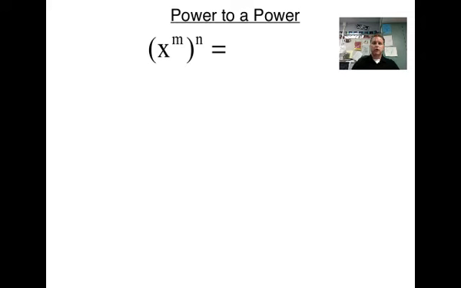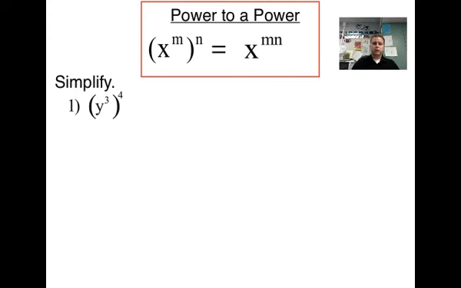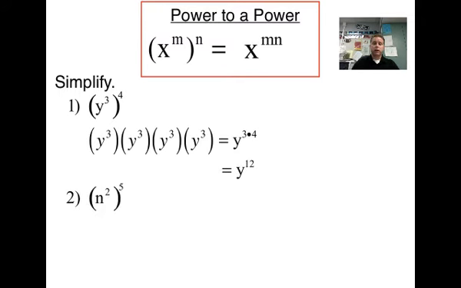If I have x to the m to the nth power, then we multiply the two exponents together. Let me show you some examples of why this works. So if I have the quantity y to the third raised to the fourth, that basically means I have 4 y to the thirds multiplying. If I have 4 y to the thirds, I can add the exponents 3 plus 3 plus 3 plus 3, or I can just do 3 times 4 and get y to the 12th power.